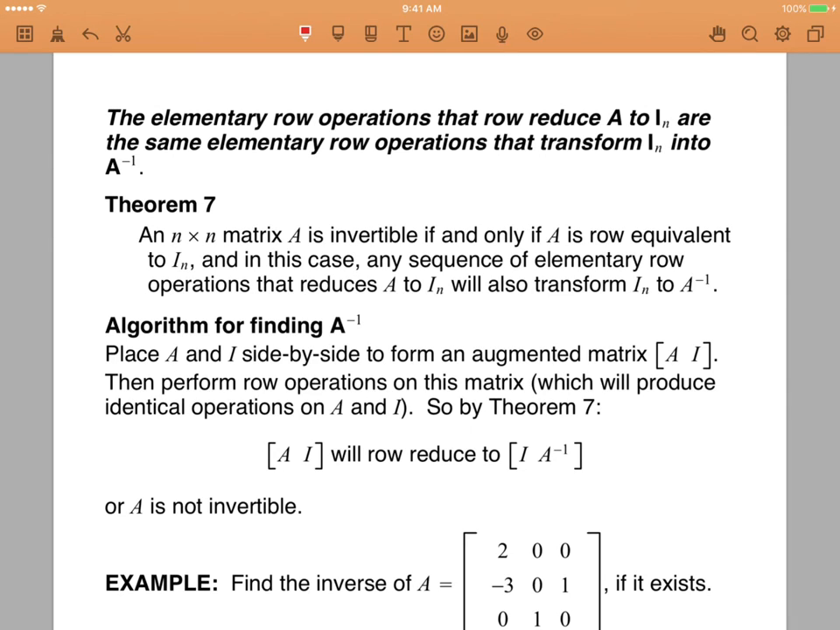I didn't emphasize this before, but in order to have an inverse at all, it must be square. Otherwise, it's hopeless. It just turns out that if you have a non-square matrix, there's no way to multiply it on both sides by some other matrix and get the identity. It doesn't end up working. And we will hopefully get to the theoretical reasons for that. So if you have a square matrix, it might be invertible, it might not.